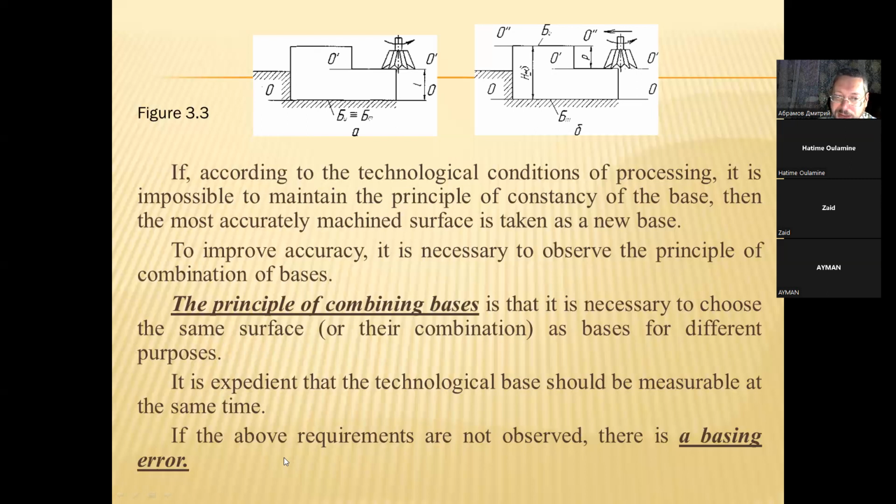And when we have a basing error, that is not good for the processing of the part.